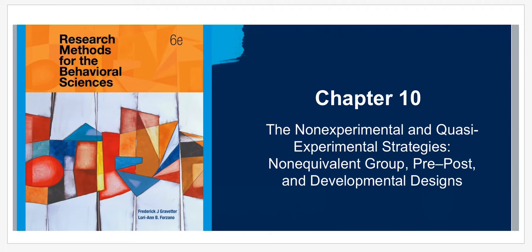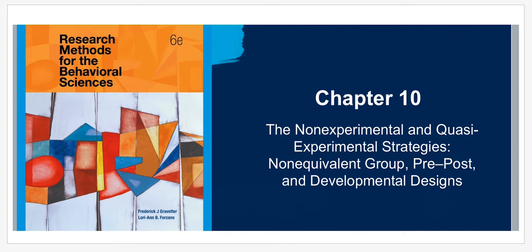Hey guys, so this is going to be the video for the first section of chapter 10. Now, to start us off, I want to remind you guys that in chapter 6, we talked about the 5 basic strategies for research. We introduced, I guess I should say, the experimental strategy, the non-experimental strategy, the quasi-experimental strategy, and then correlational and descriptive. Those are the 5 that we introduced, right?